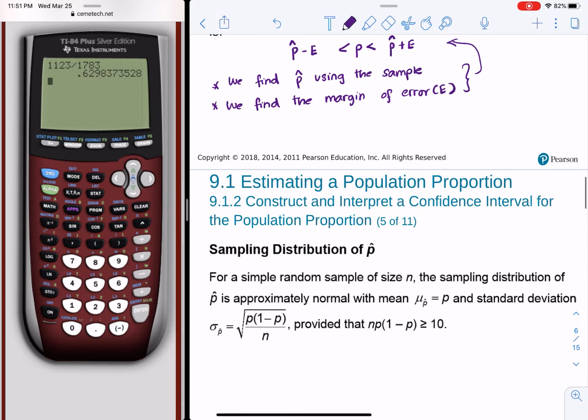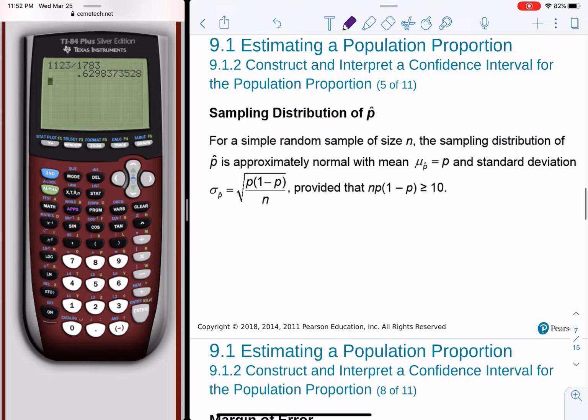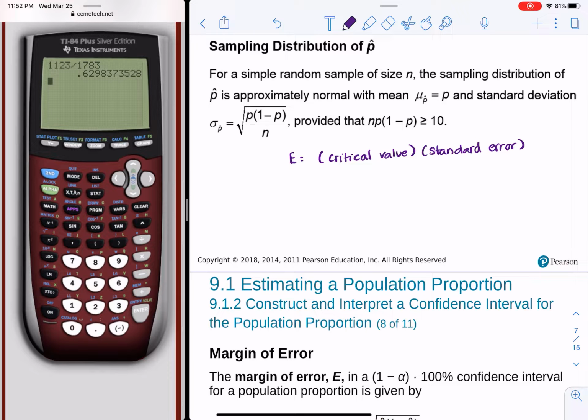So the margin of error is always the product of something called the critical value and the standard error. The critical value is tied to the confidence level, and the standard error is related to or depends on the point estimate.